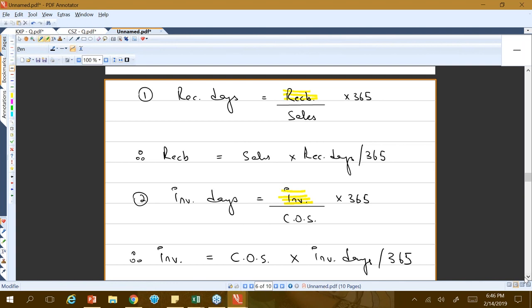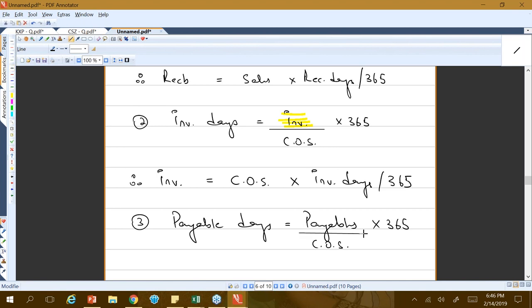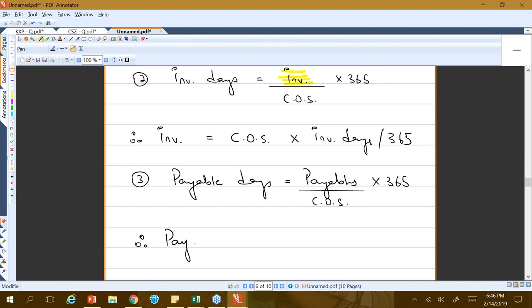The third thing is the payable days. The payable days are payables over cost of sales into 365. So how can I find the payables balance? Well, the payables balance is cost of sales into payable days over 365. And then that's it.